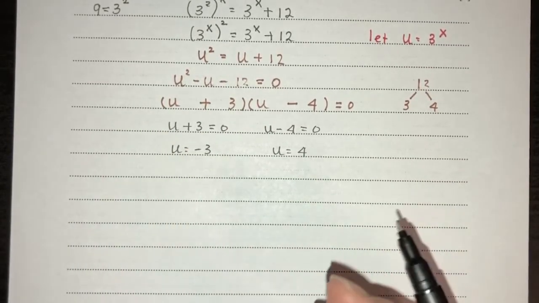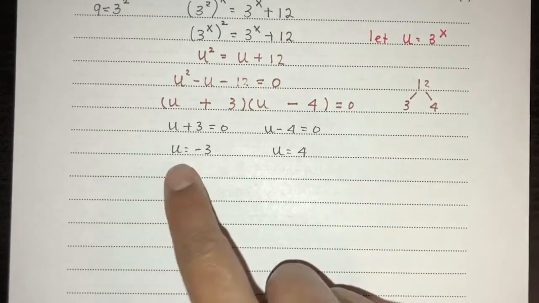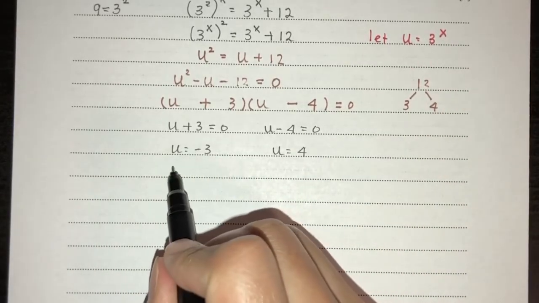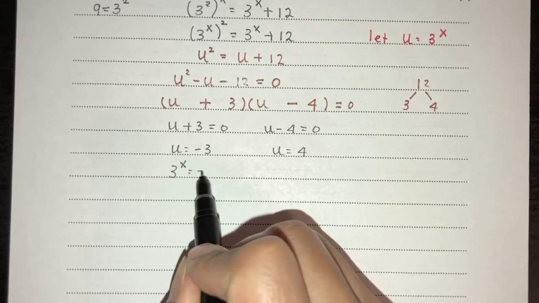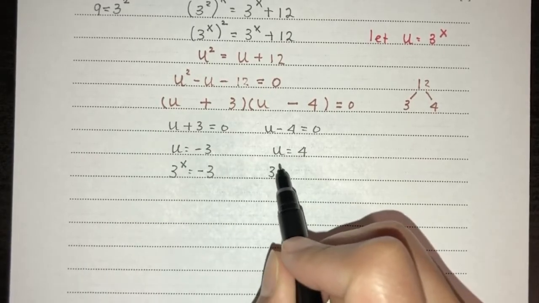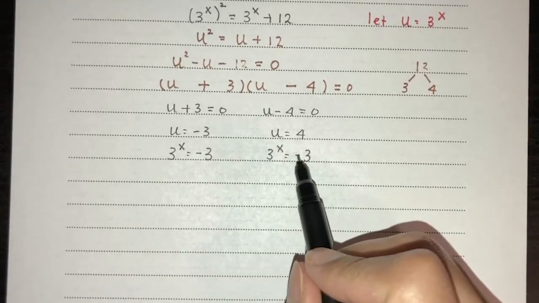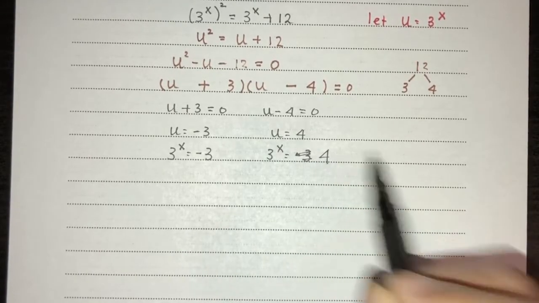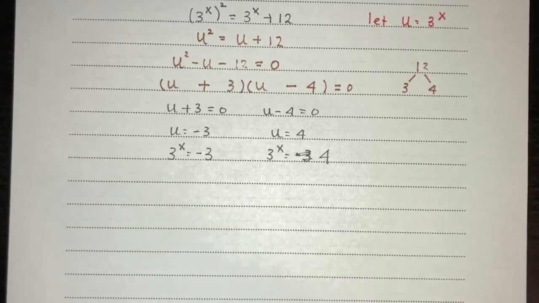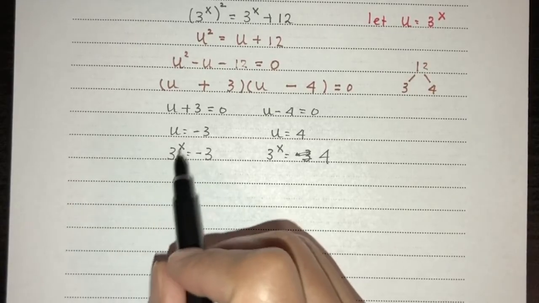Now, we are not trying to find u. We are trying to find the value of x. So we have to replace this back in u. So u is equal to 3 power x. Minus 3: 3 power x equal to minus 3. Sorry, it is 4, not 3. That is 4.